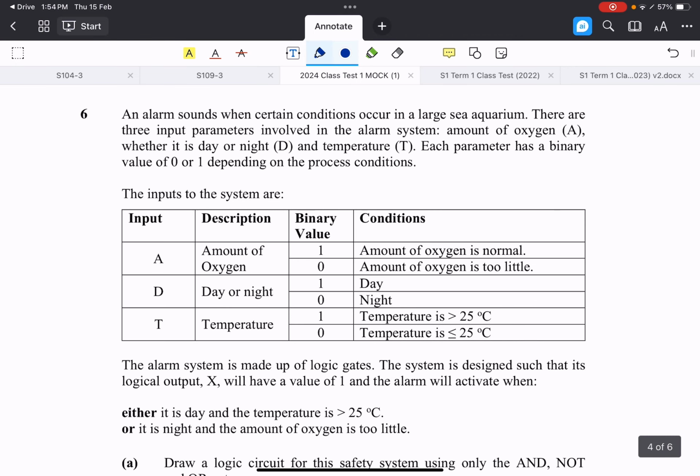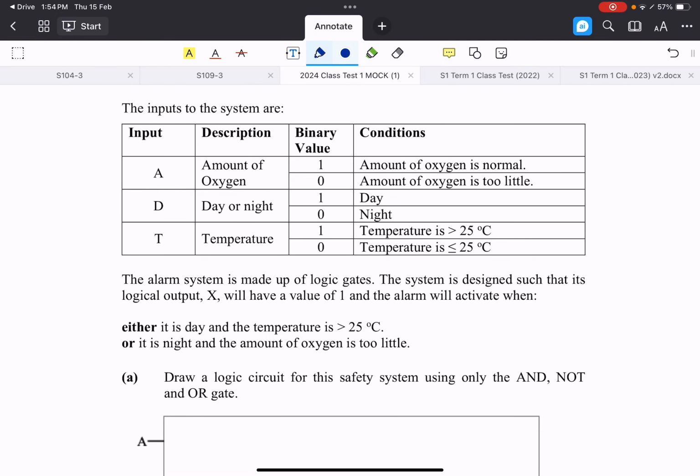Next one. So here we have a scenario. An alarm sounds when certain conditions occur in a large sea aquarium, right? So there are 3 input parameters. There's the amount of oxygen in the aquarium, whether it is day or night, as well as the temperature, whether the temperature is above or below 25 degrees Celsius. Okay, so each parameter has a binary switch to display whether the condition is 1 or 0. So the table actually summarizes the system for us.